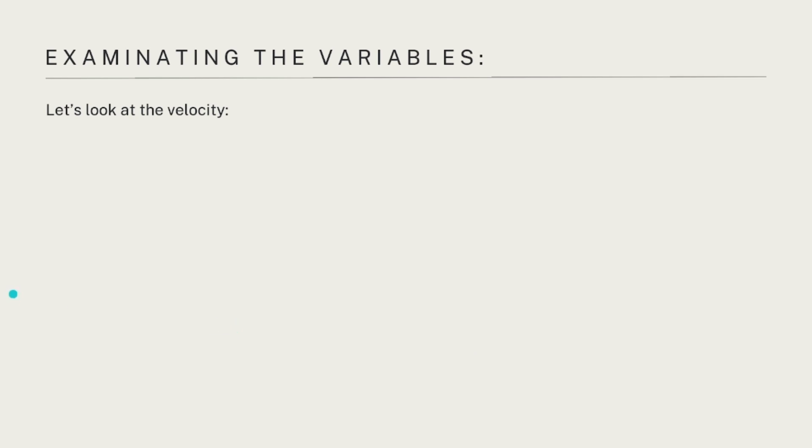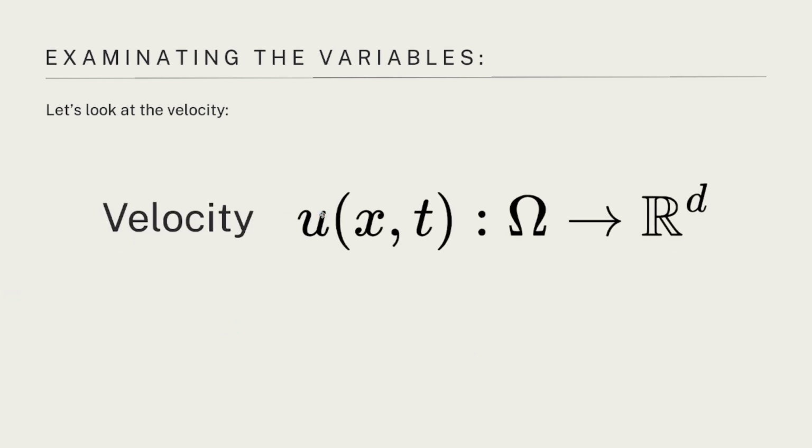Let's examine the variables a little bit. Precisely, let's look at the velocity. We can see that it depends on space and time. So if we want to discretize it, we have to do it in both space and time.